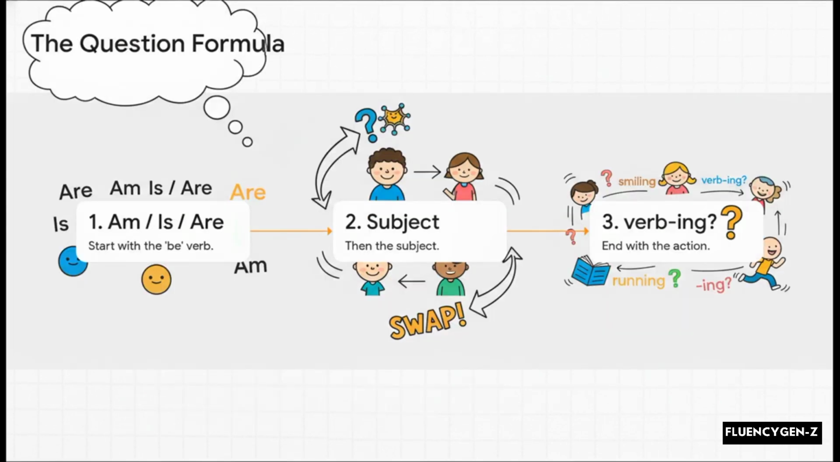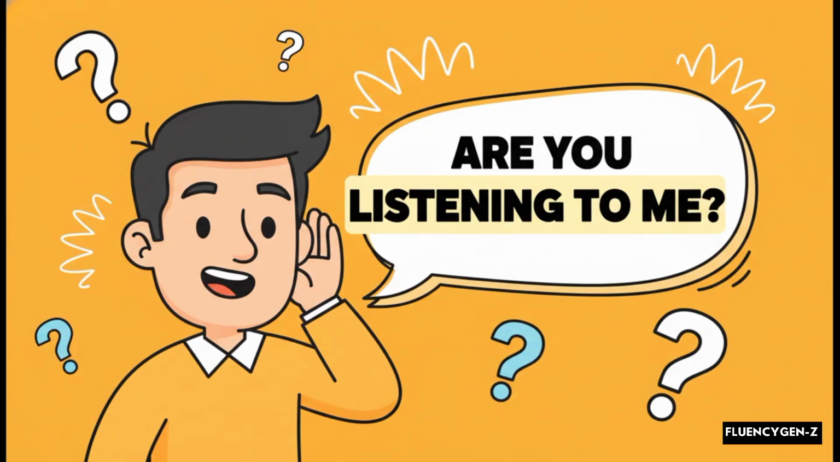And asking a question is maybe even easier. Seriously. All you have to do is take the subject and the be verb and just swap their places. The be verb comes first. For example, are you listening to me? See, I put are before you. It's a great way to ask someone what they're doing right now.